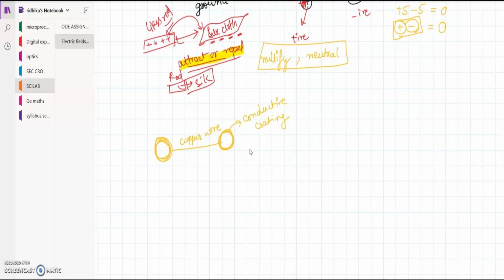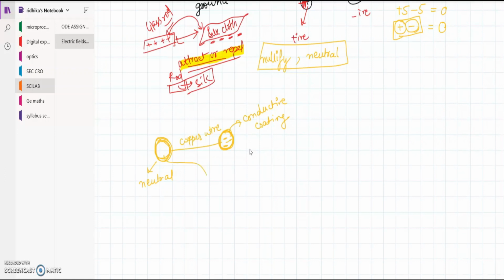So one of these balls is negatively charged. Okay, one of these balls is negatively charged. This one is neutral, it has no charge. And when we connect them with a copper wire, after some time we will see that the uncharged ball, that is the neutral pit ball, gets negatively charged.